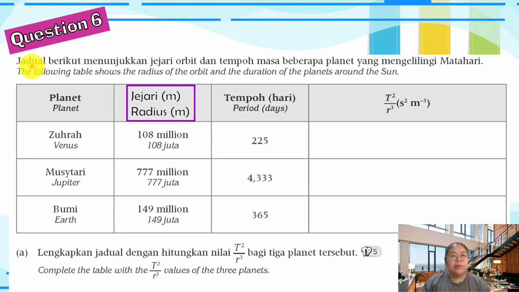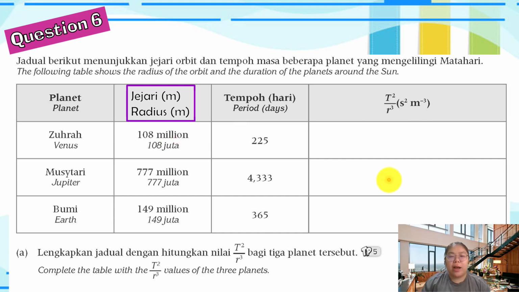Then we continue with the question. The following table shows the radius of the orbit and the period of the planet around the sun. Complete the table with T squared over R cubed, where T squared means the period squared and R cubed is the radius cubed. You have to change from your question. Your question just writes kilometer, I want to change it to meter. Another one is a million. Million, you must know has 6 zeros behind, that means you can say the same as mega.